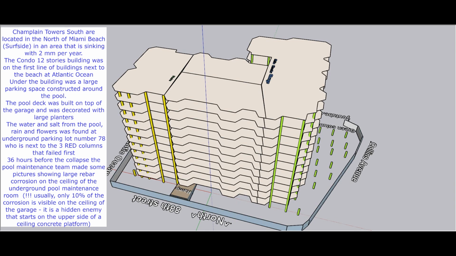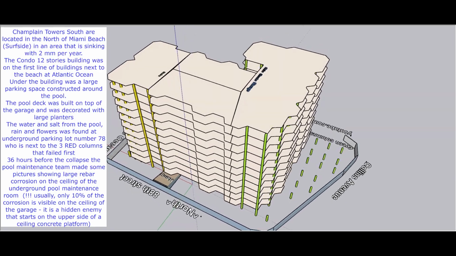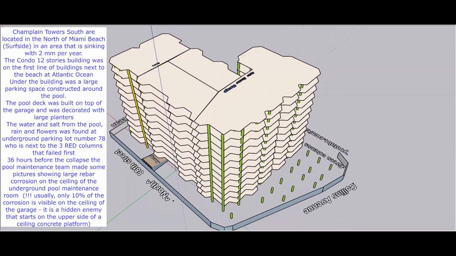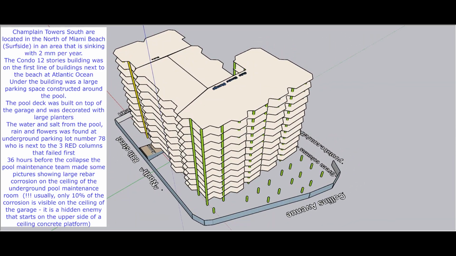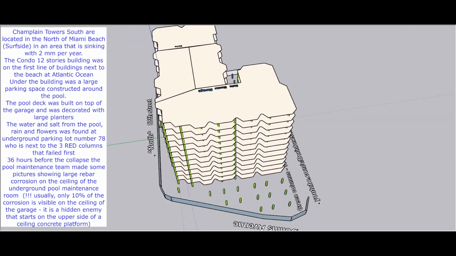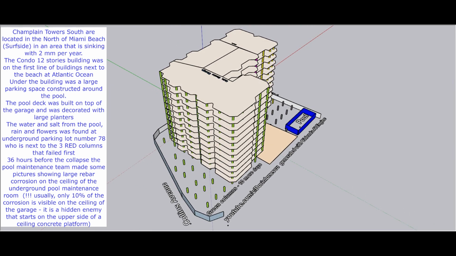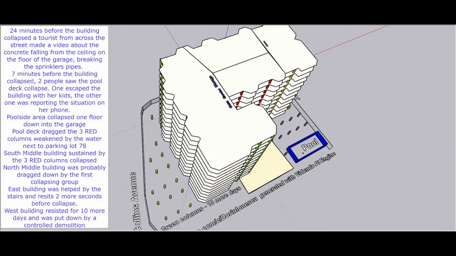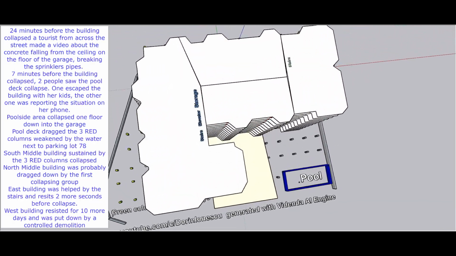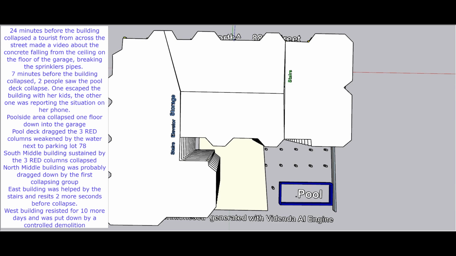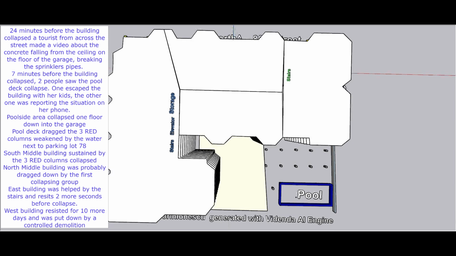Champlain Towers South is located in the north of Miami Beach, Surfside, in an area that is sinking by 2 millimeters per year. The 12-story condo building was on the first line of buildings next to the beach at the Atlantic Ocean. Under the building was a large parking space constructed around the pool. The pool deck was built on top of the garage and was decorated with large planters.